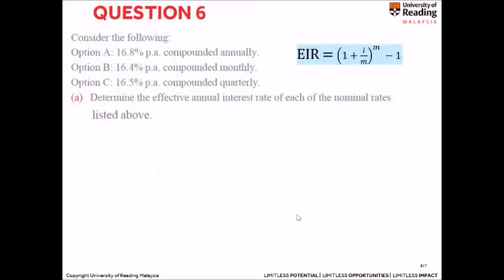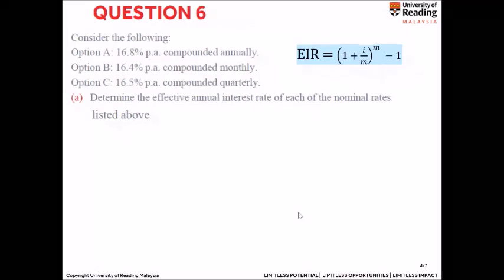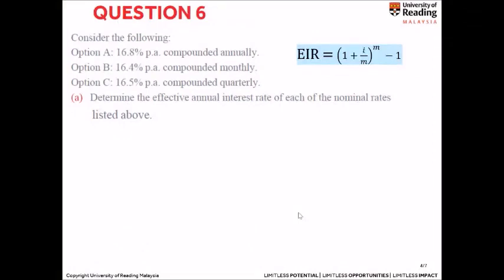Next, question 6. Consider the following. Option A is 16.8% per annum compounded annually. Option B, 16.4% per annum compounded monthly. Option C, 16.5% per annum compounded quarterly. Question A, determine the effective annual interest rate of each of the nominal rate listed above.